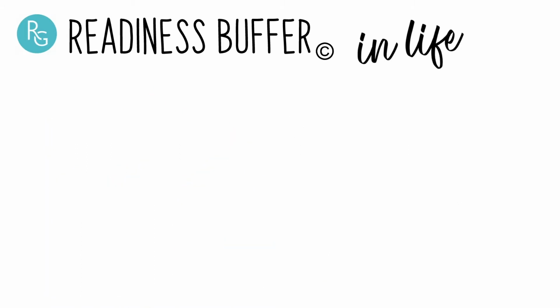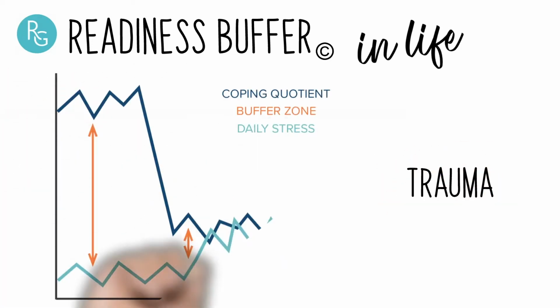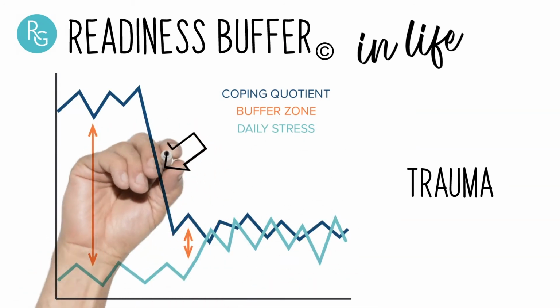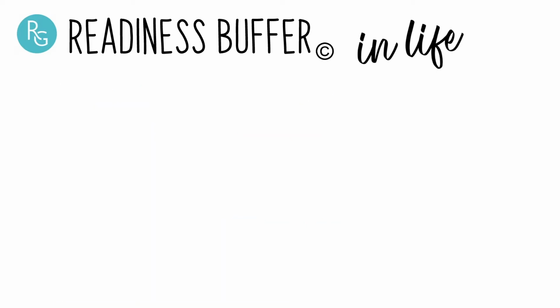The second example is what you would expect to see when someone experiences significant trauma. At this point, their coping quotient drops low enough that their readiness buffer completely disappears. This indicates that the person may be beyond their coping capacity and may benefit from some assistance to recover.